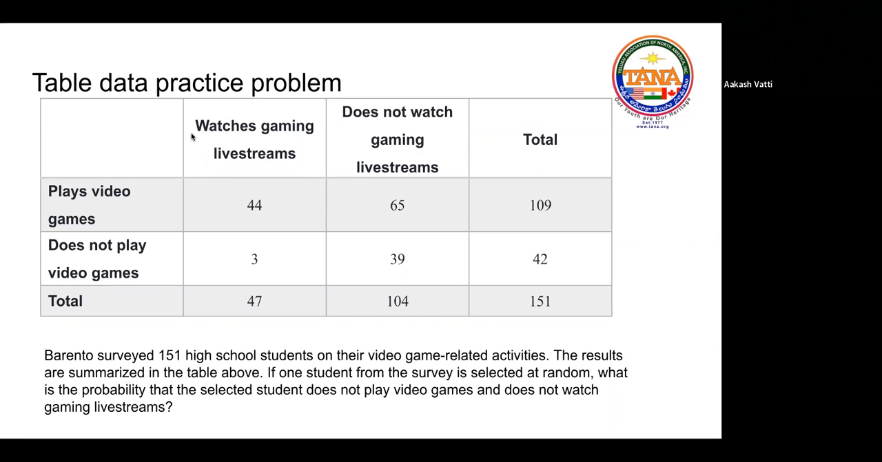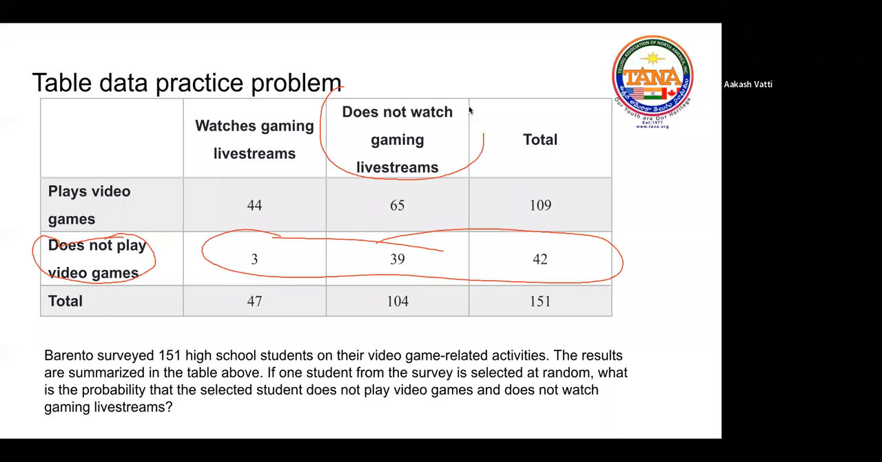So yeah, this question is pretty easy. It's asking us what's the probability that a selected student does not play video games and doesn't watch gaming live streams. So you have the section of people that don't play video games. So it has to be within this. And then you have the section of people who don't watch live streams. So it has to be within this. Therefore, the answer is 39.